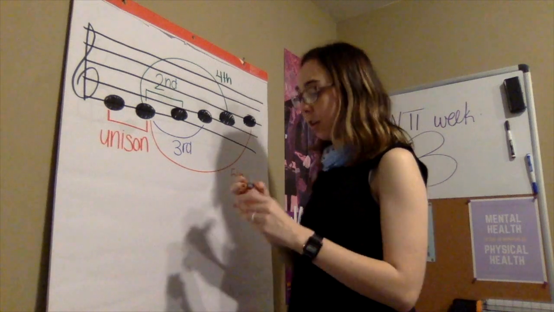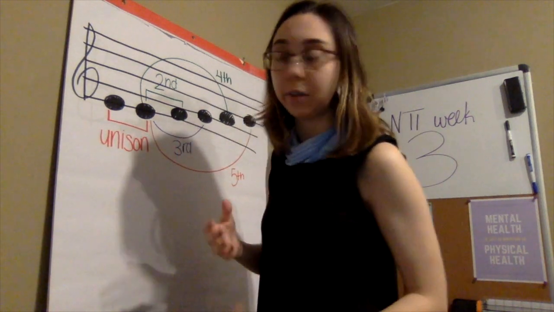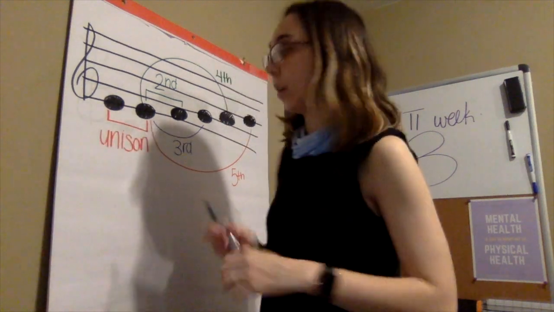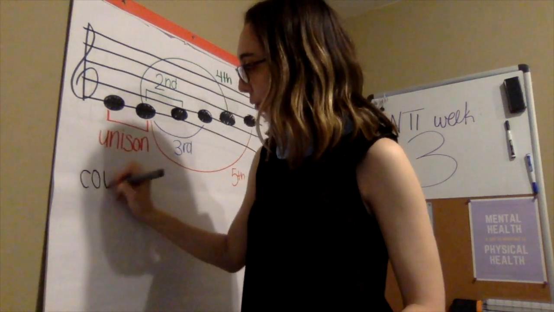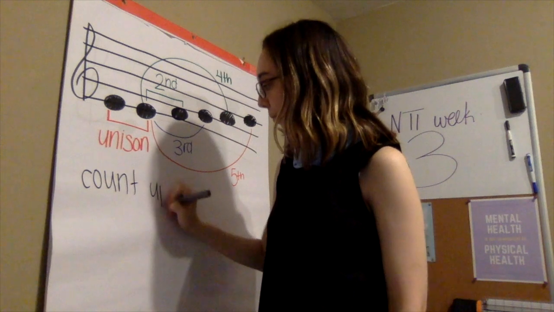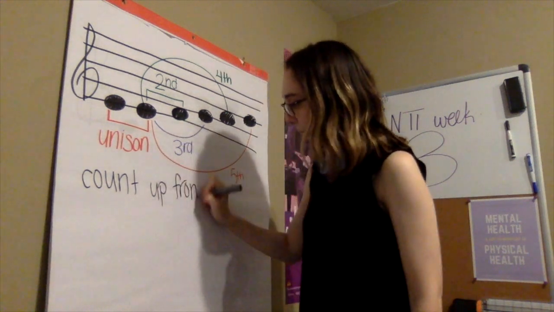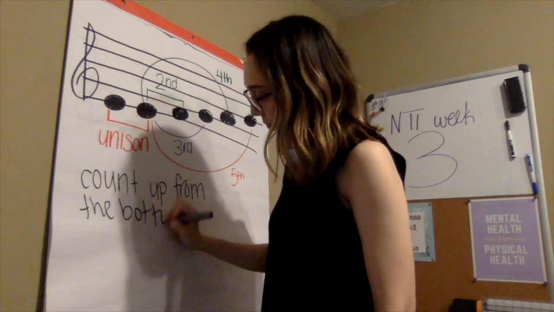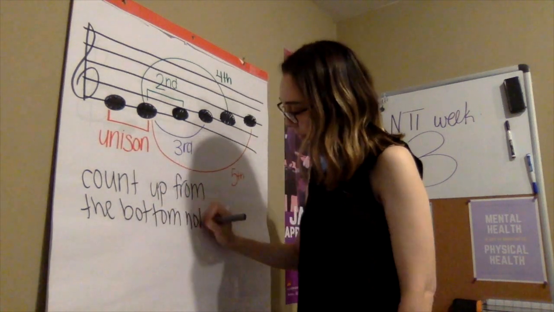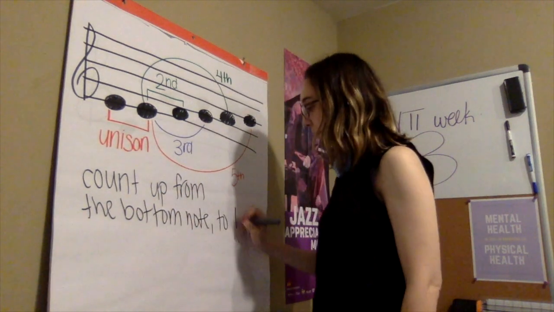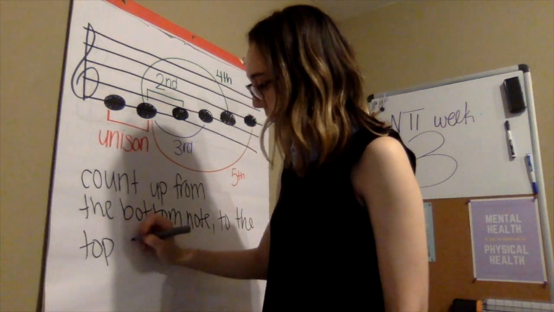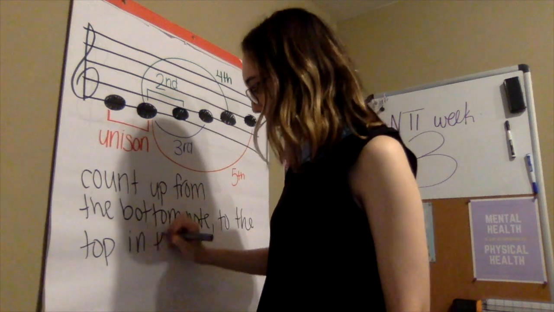So just to review on this line before I change pages, you count up from the bottom note of the interval. So to figure out an interval, you count up from the bottom note to the top in the music alphabet.